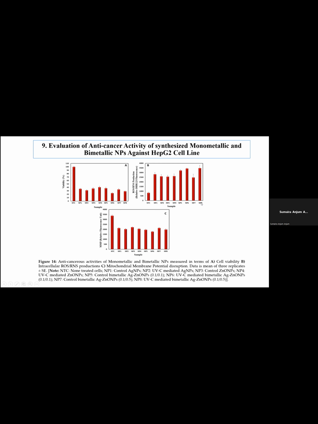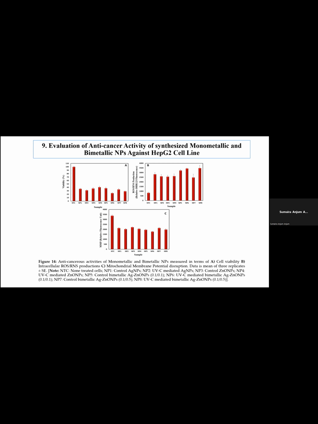Both are the UVC irradiated zinc oxide nanoparticles that vary in concentration, either 0.1 by 0.1 or 0.1 by 0.5. The other aspect used for the evaluation of the anti-cancerous activity was the mitochondrial membrane potential, and the highest damage to the cancer cells was specifically observed in case of the NP6 and NP8 nanoparticles.